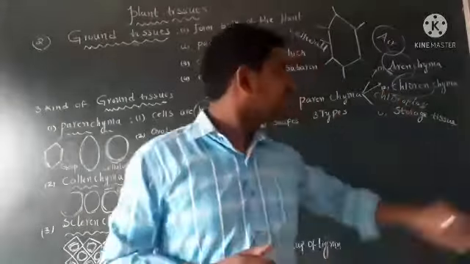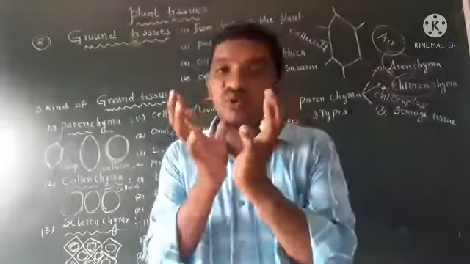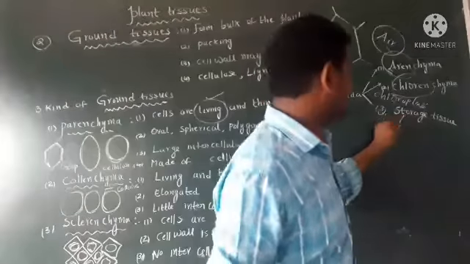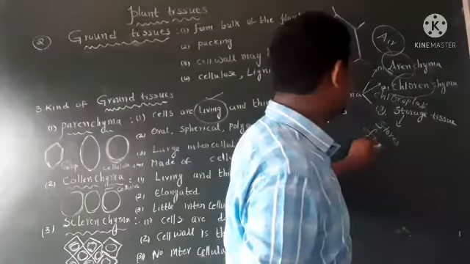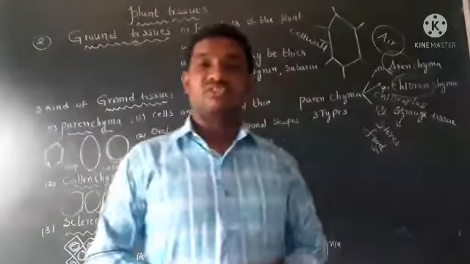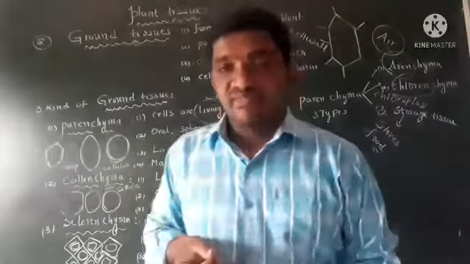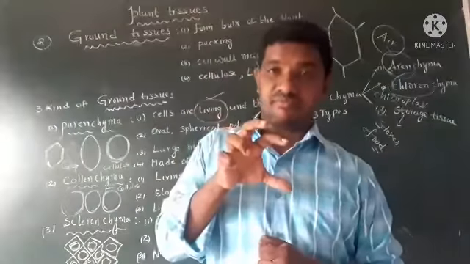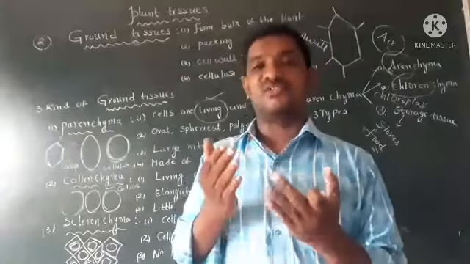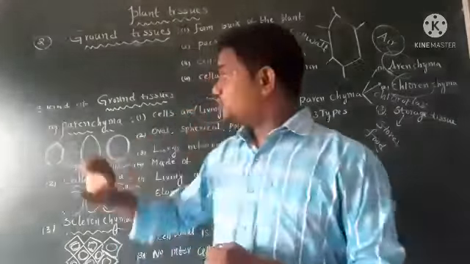Remember it. Third one, storage tissue. This is the third one, which stores food material. So that is called storage tissue. For example, we are taking a mango fruit. Inside, the fleshy part is called storage tissue. So these three belong to parenchyma.